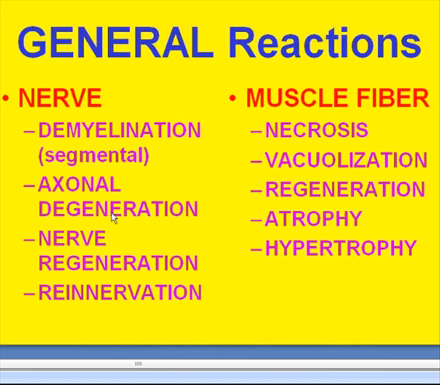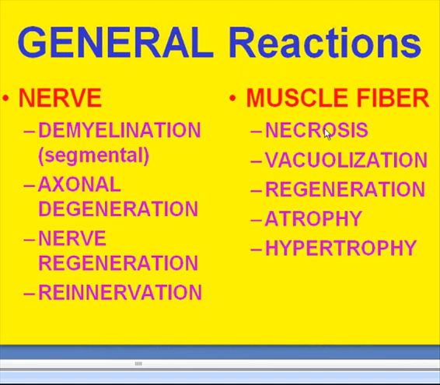So in the muscle fibers, we talk about the classical changes of necrosis. We could see muscle fibers or muscle cells undergo vacuolization as well. Remember, we told you that one of the nonspecific changes in any cell that's injured could be vacuolization, necrosis. In muscle fibers, we can also see regeneration, just like we see with nerve.